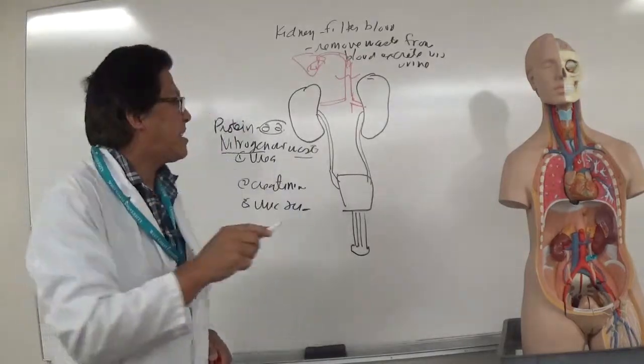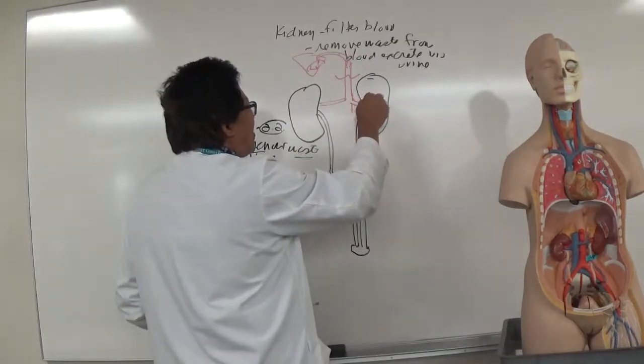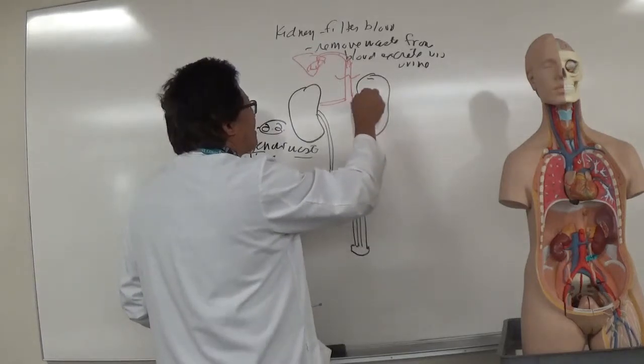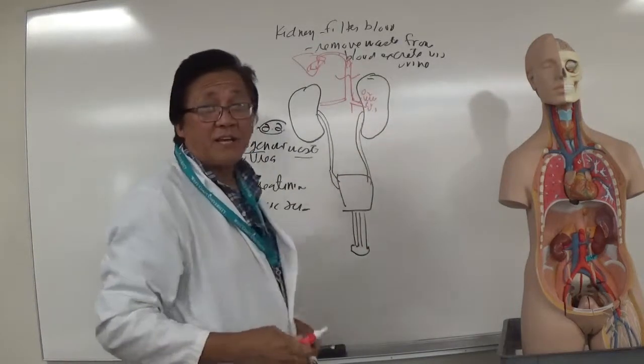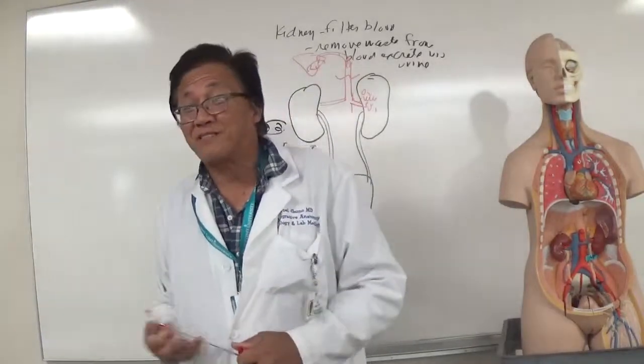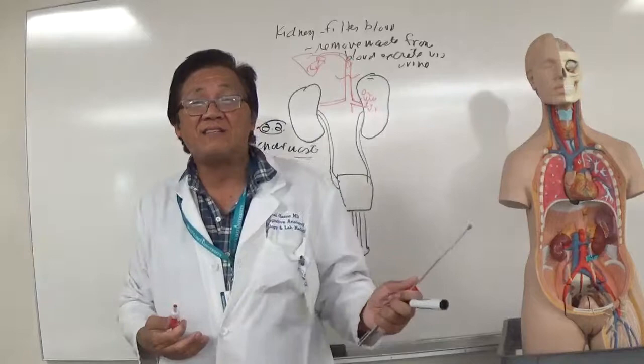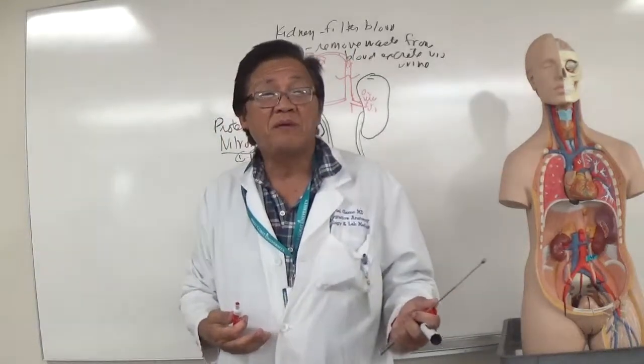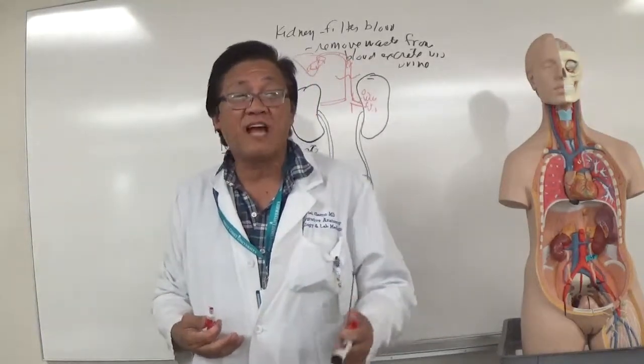At the same time, it carries what? Urea, creatinine, and uric acid plus the oxygen. It is ironic. It brings something it needs. It also brings something that it has to excrete. What does the kidney need? Oxygen, because it is what? Made of tissues, made of organs, and made of cells, correct?